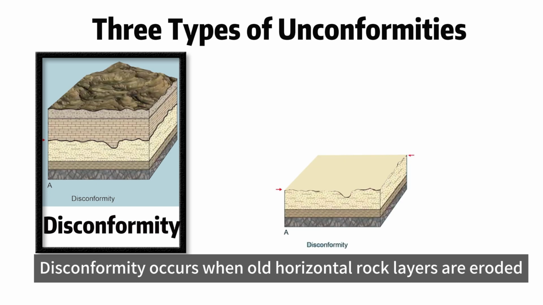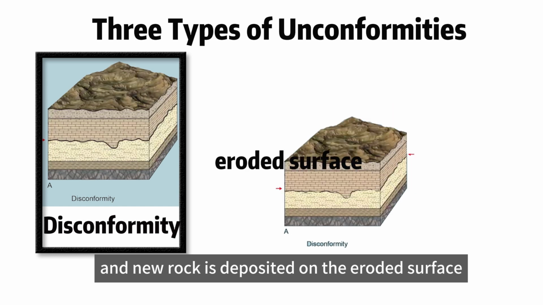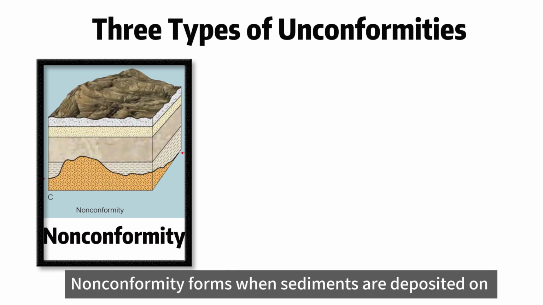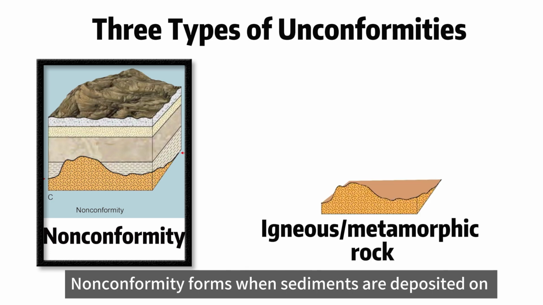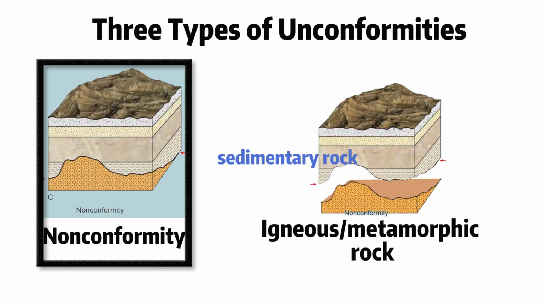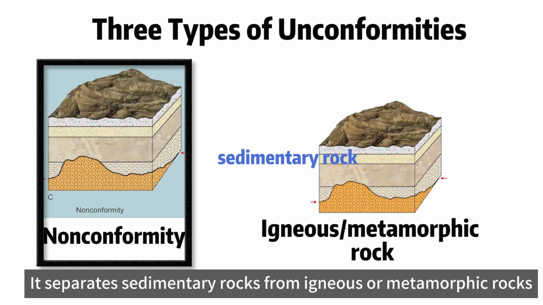Disconformity occurs when old horizontal rock layers are eroded and new rock is deposited on the eroded surface. Nonconformity forms when sediments are deposited on igneous or metamorphic rock and erode over time. It separates sedimentary rock from igneous or metamorphic rocks.